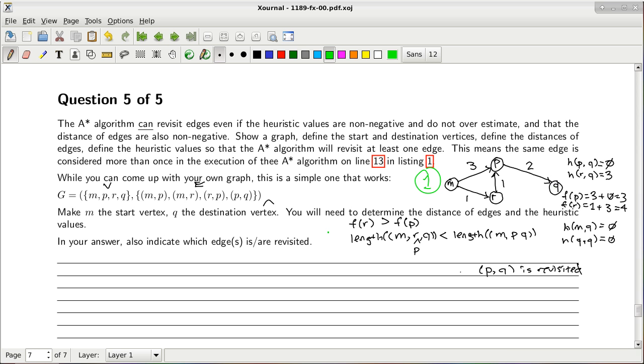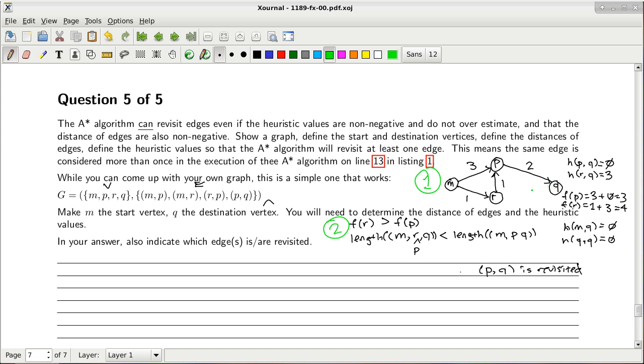So the only edge that is going to be revisited is PQ. That leads us to step number 2, which is, in order for the edge PQ to be reconsidered, we need to make sure that the algorithm chooses P instead of R when both of them are in O, which means the F value of R has to be greater than the F value of P. So when we choose, we're going to choose P instead of R. But in reality, we want to make sure that the length of MRPQ is going to be less than the length from M to P to Q.